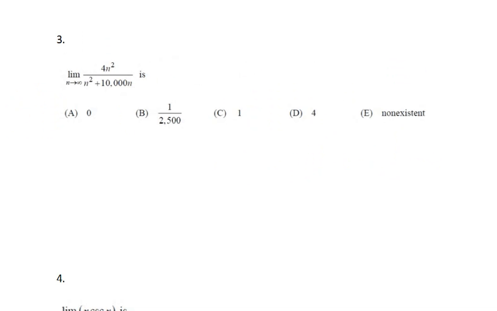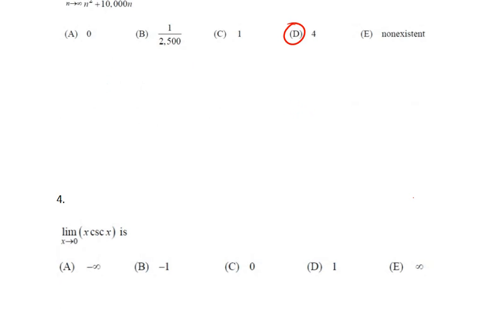We come to problem number 3. We have the limit as n goes to infinity of 4n squared over n squared, and so this is a limit at infinity, and because the numerator and denominator have the same degree, we just simply divide numerator by denominator, and we would get 4. And so that is option D.